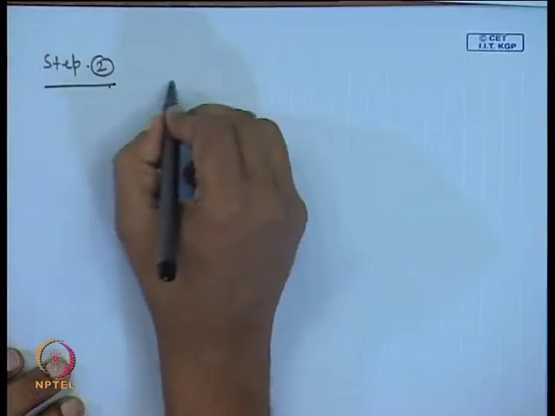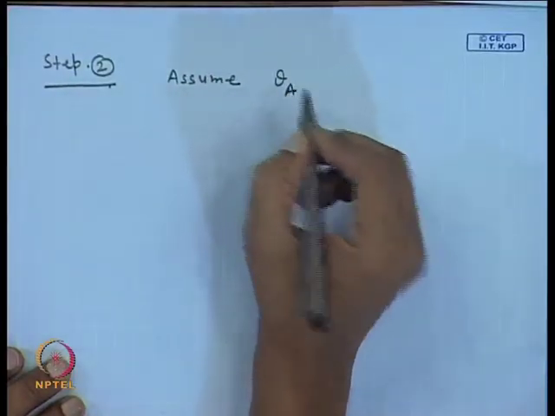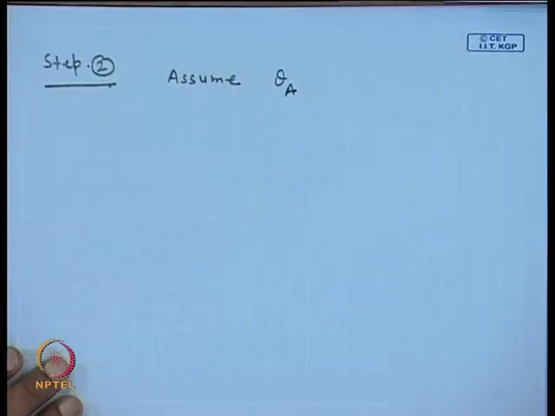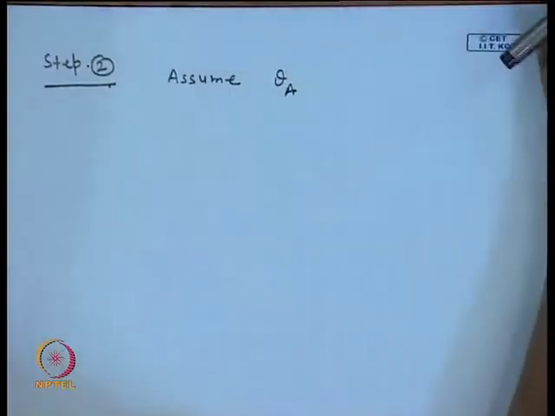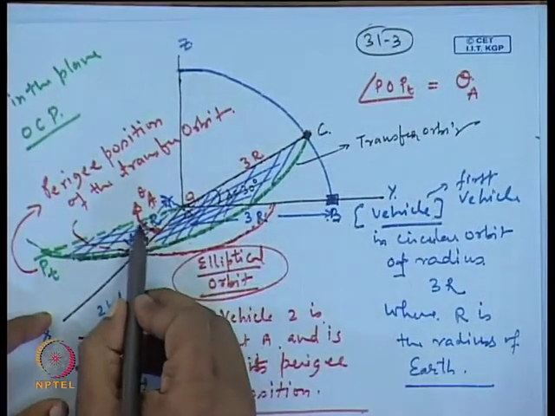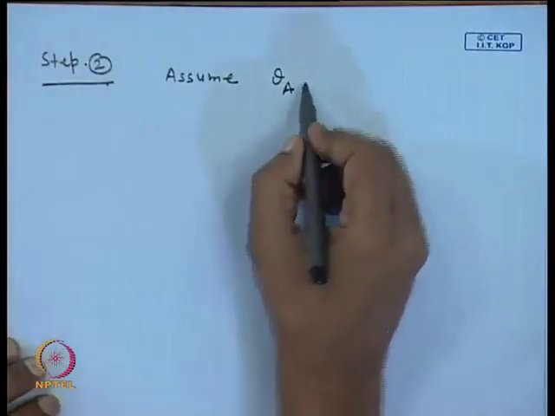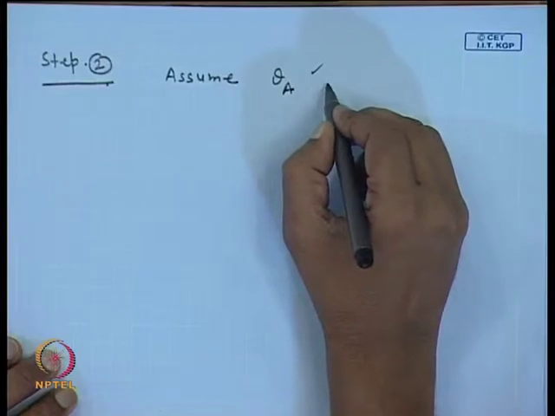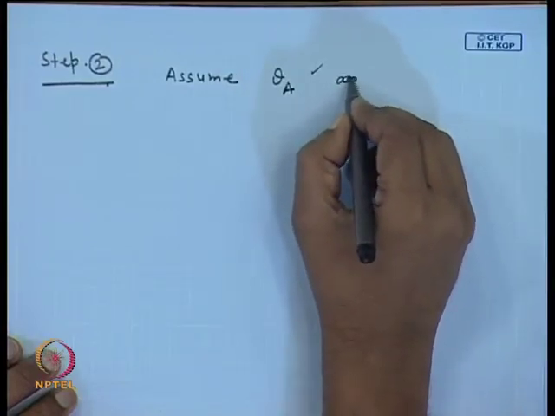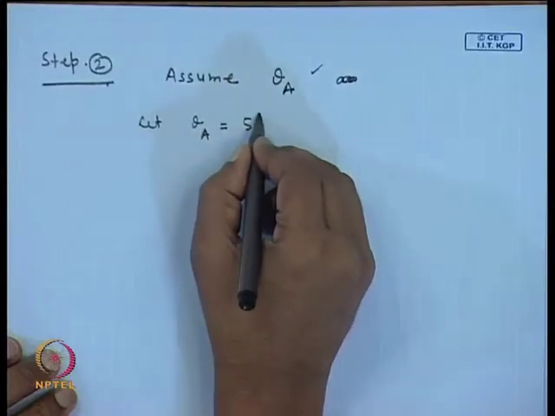Step 2, assume theta a. So, theta a we have assumed here in this figure. As shown here, this is your theta a from this place to this place, this is the angle from here to here. Okay. So, assume theta a. So, let theta a equal to 5 degree.